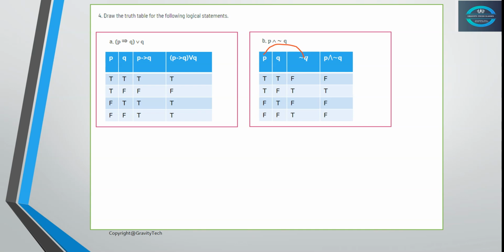And means what? If both are T, then only T. So T, F, both are not T, so this will be false. Here both are T, so the answer will be T, right. Here both are not T, false. Both are not T, so false, correct. So this is how it is done. So this is how you can basically draw the truth tables for logical statements.